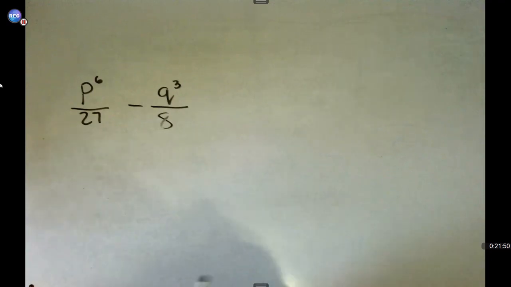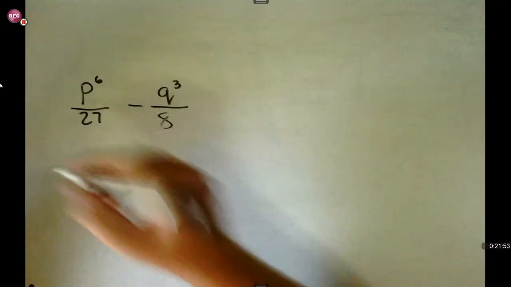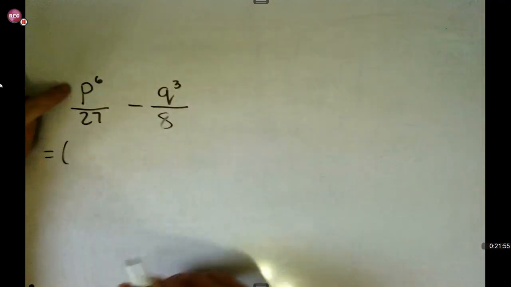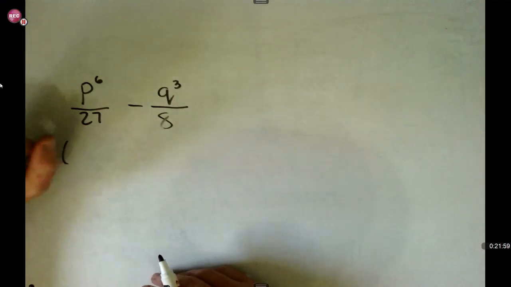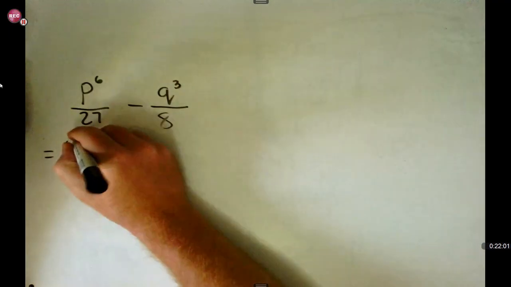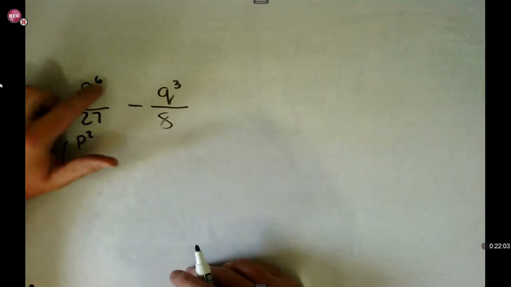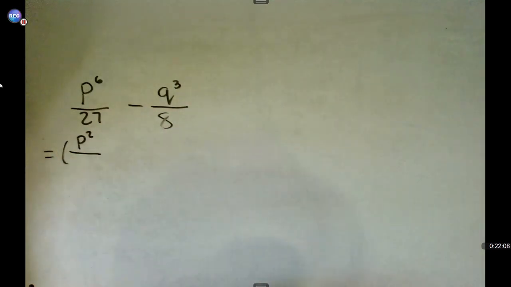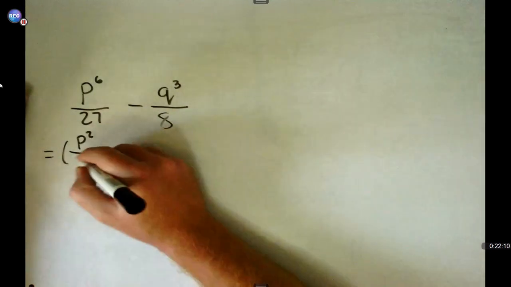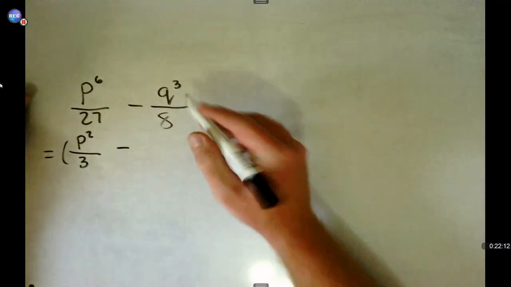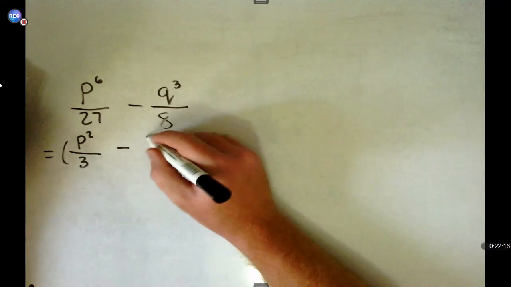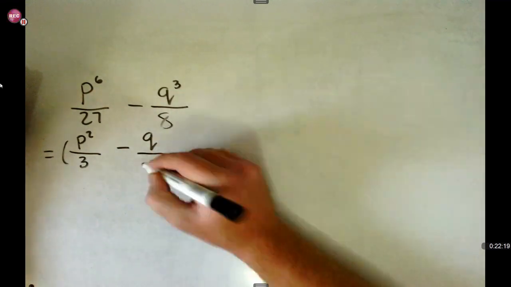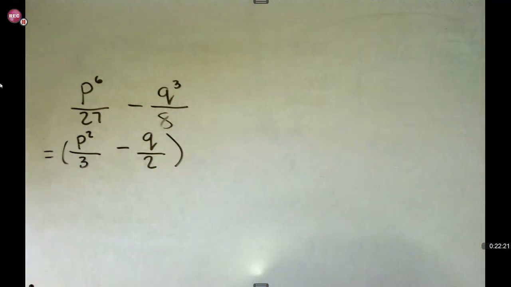Okay, so starting with our first bracket, it will look as follows. So the cube root of p to the power of 6 will then give me p squared. Of course, all you do is you take the 6 and you divide it by 3. Then the cube root of 27 will give me 3. Bring the sign down. The cube root of q cubed will give me q. And then of 8 will obviously give me 2. So there's your first bracket.